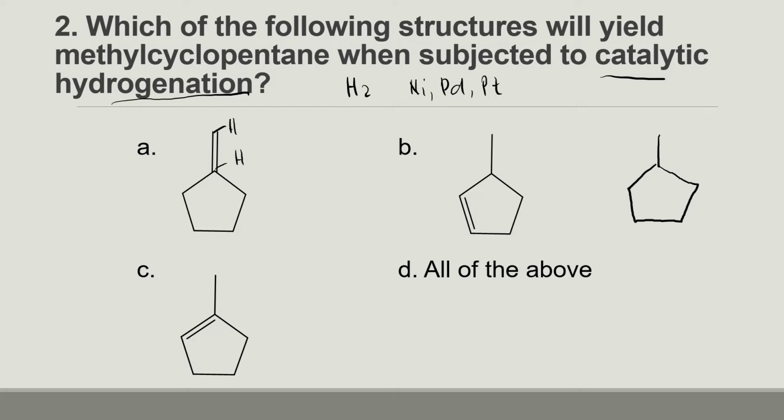So it will end up like a methylcyclopentane. Yes. So B, mawawala si double bond, magkakaroon ng both hydrogen atoms. It will end up still as the methylcyclopentane. C, still possible, of course. So the correct answer for number 2 is D, all of the above.